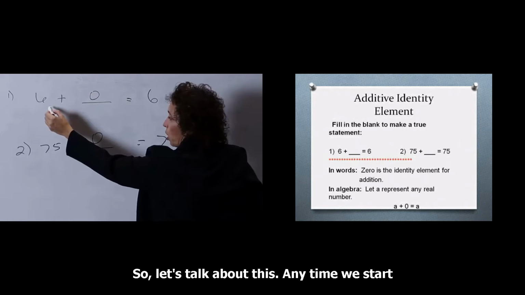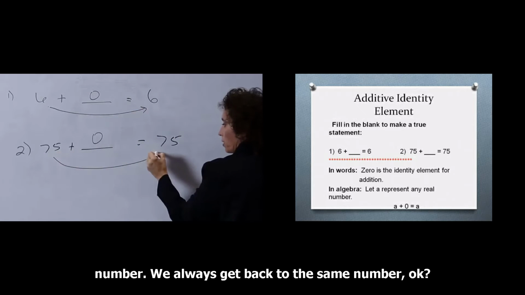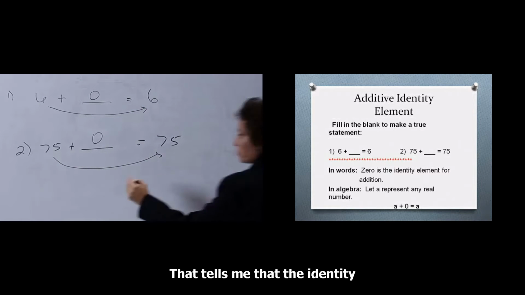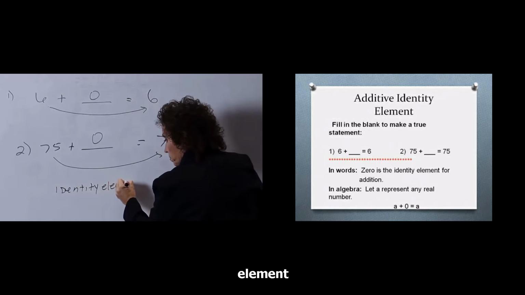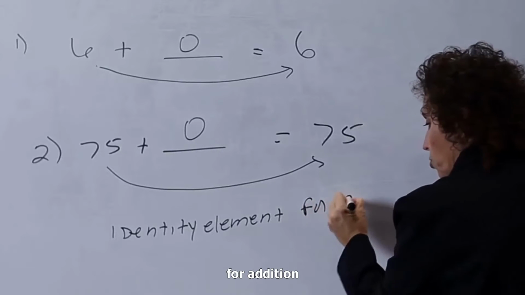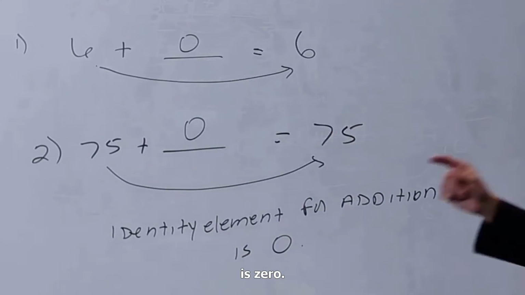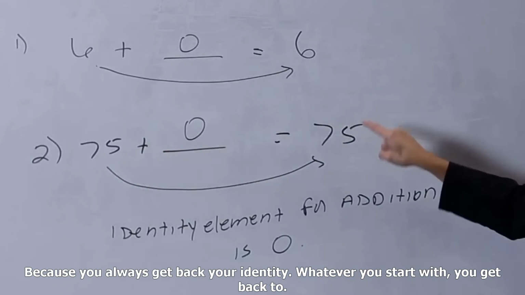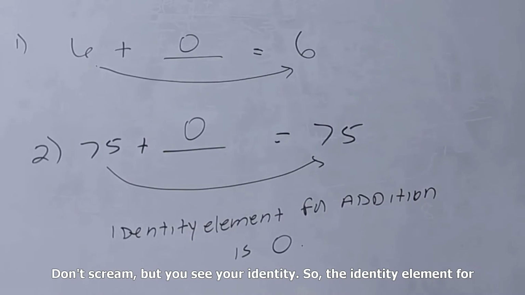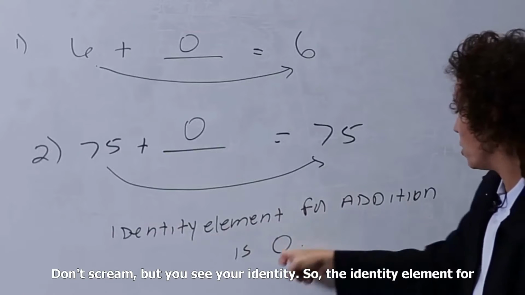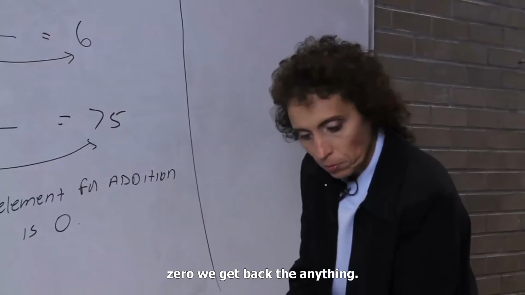So let's talk about this. Anytime we start with some number and add 0 to it, we always get back the same number. That tells me that the identity element for addition is 0, because you always get back your identity. Whatever you start with, you get back to. So that's kind of like your identity. You look at yourself in the mirror, you see your identity. Don't scream, but you see your identity. So the identity element for addition is 0, because anytime we add anything to 0, we get back the anything.